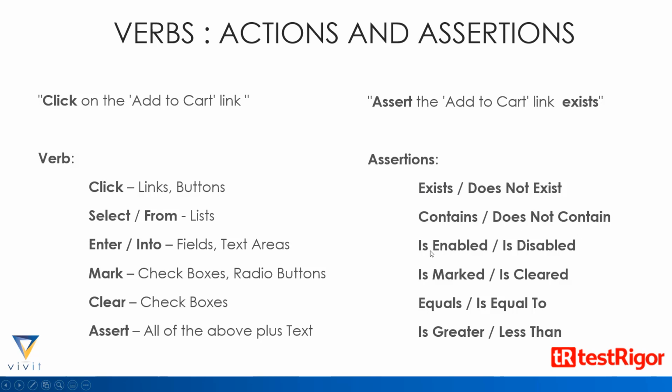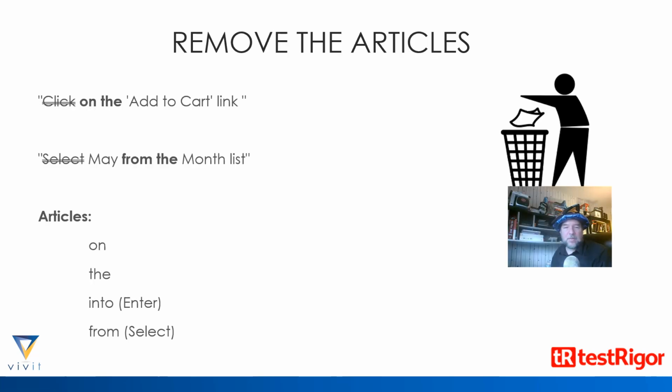Contains or doesn't contain, the value is a field that's enabled or disabled, a checkbox that's marked or cleared, and whether it actually exists, equals, or is equal to, is greater than or less than if we're doing some sort of fancy multiplication. So we've got our verb taken care of. Click and select is out of the way. The next thing is we would go and look for those articles. Those are the words like on, the, into, if we want to enter something into, select something from a drop-down list. And in that case, we just throw it away. We don't need those. It's of no use to us.